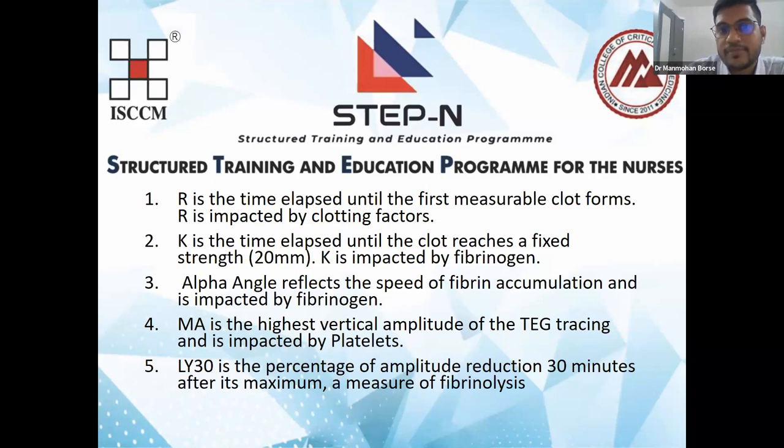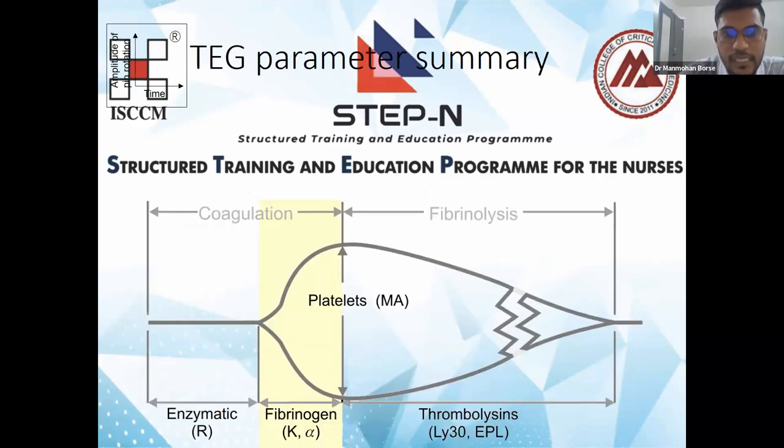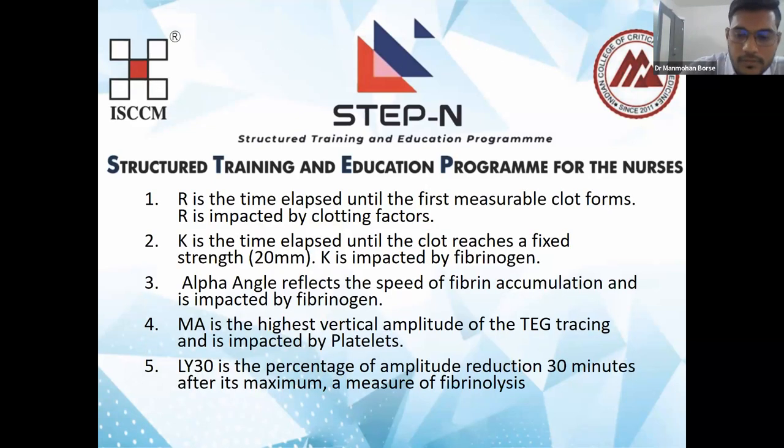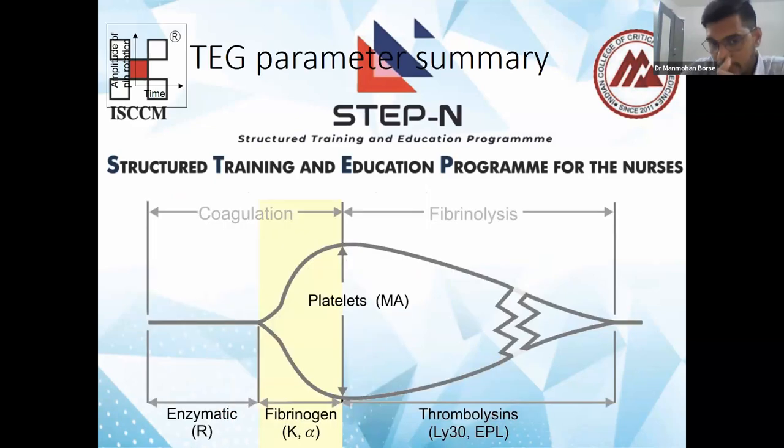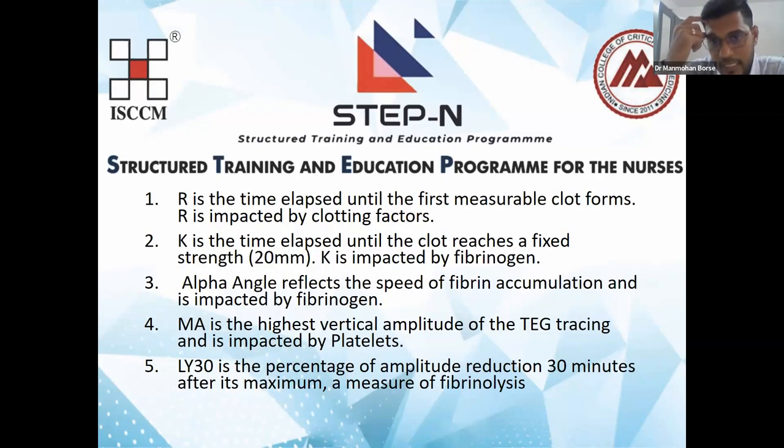K time is the time elapsed until the clot reaches a strength of at least 20 millimeters. Okay, K is impacted by the fibrinogen. This is the K time. So from R time until the clot reaches at least 20 millimeters, that reflects the K time. And K time is impacted by the fibrinogen.